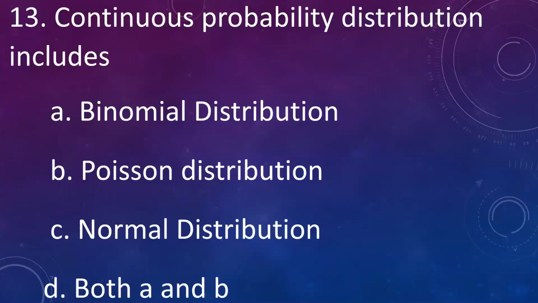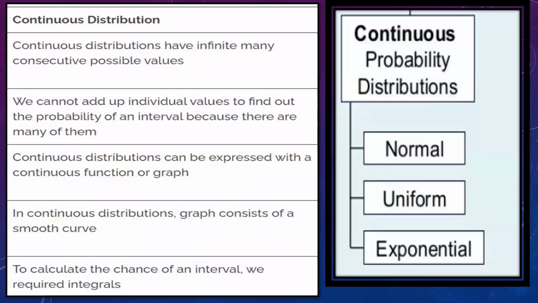Our next question is: continuous probability distribution includes A, binomial distribution; B, Poisson distribution; C, normal distribution; D, both A and B. Answer is C, normal distribution is continuous probability distribution. Now, continuous distribution means they have infinitely many consecutive possible values. The probability will be continuous and infinite. So, continuous probability distribution includes normal distribution, uniform distribution, and exponential distribution.